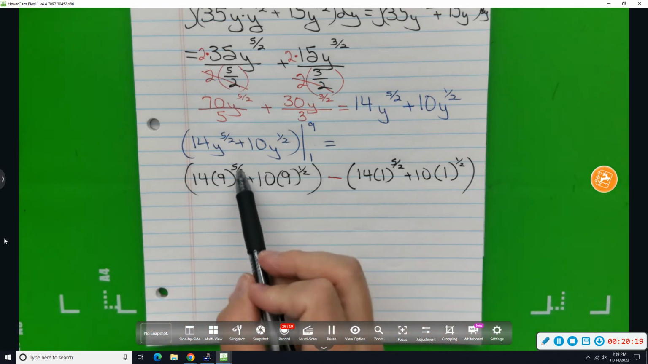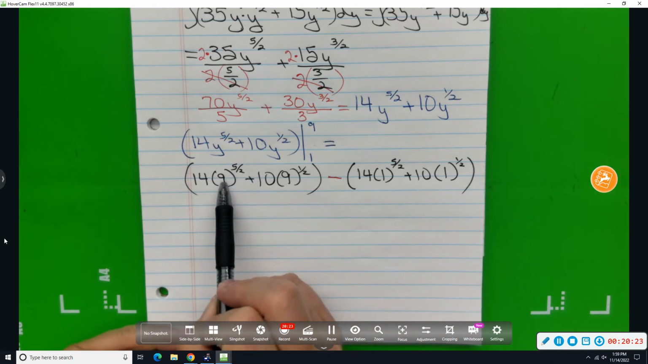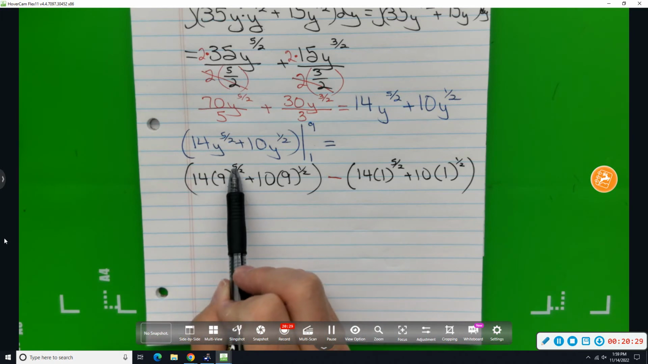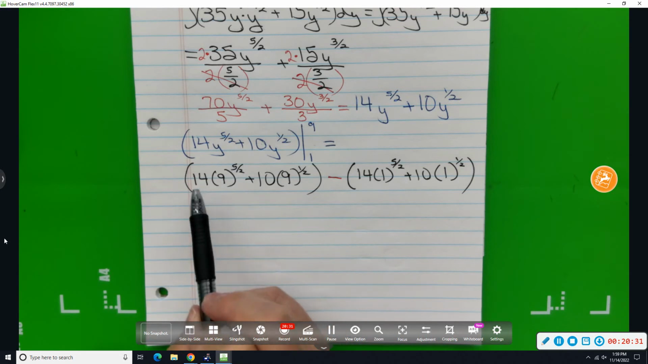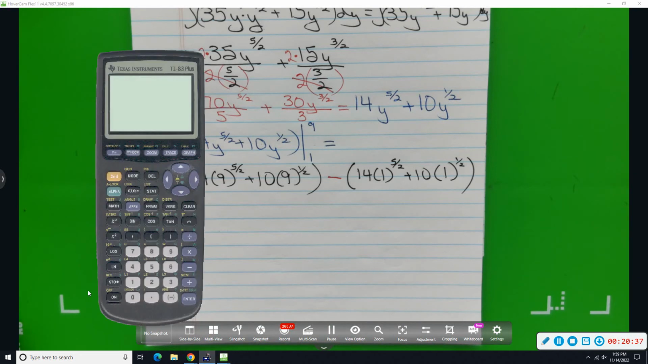Do you remember how these fractional exponents work? That 2 says you take the square root of 9. The square root of 9 is 3. And then 3 to the 5th is 243. So we have 14. Oh, I think I'm going to need my calculator. Let me pull up my calculator for this. Yeah, that's what y'all would do? Okay, then that's what I'll do also. I'm going to pull up my calculator.